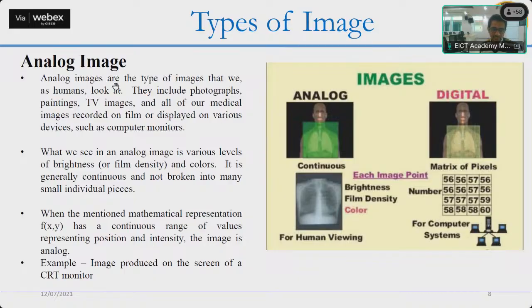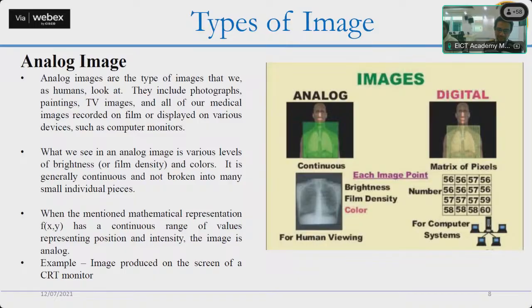Analog images are the type of images that we as humans look at. As humans, all the images we see are continuous images, which include photographs, paintings, TV images, and medical images recorded on film or displayed on various devices such as a computer monitor. We never see that part of the image is different or that type of image is different. We see one complete picture. But this is the basic difference between us and the automatic machine.